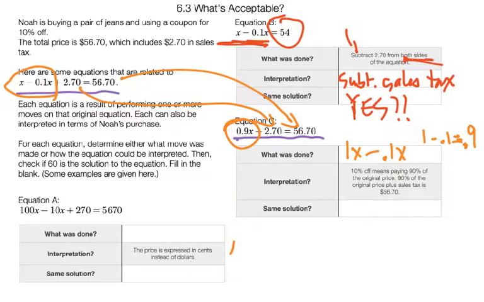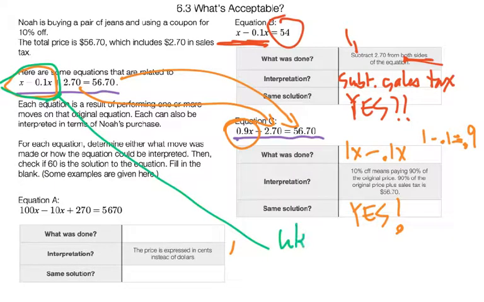So, do I have the same solution? Absolutely yes. Why? Because all I did, and I'm going to draw a big circle around it again, these are like terms. And all I did was I subtracted 0.1x from 1x, and I got 0.9x. That's what I did. All right. So that's 6.3. That's finding the things that work.